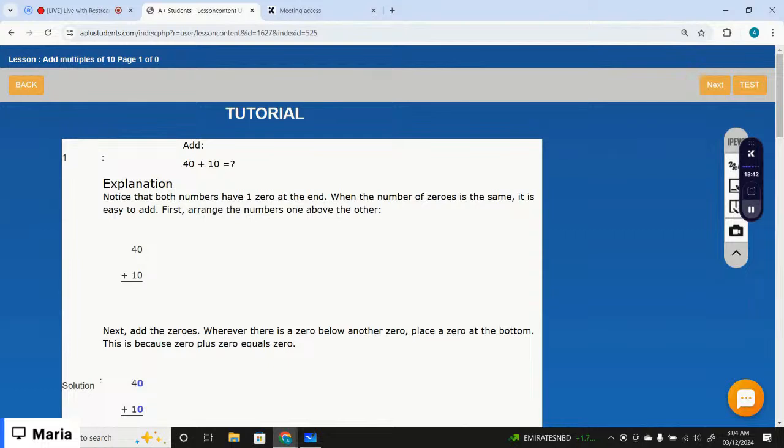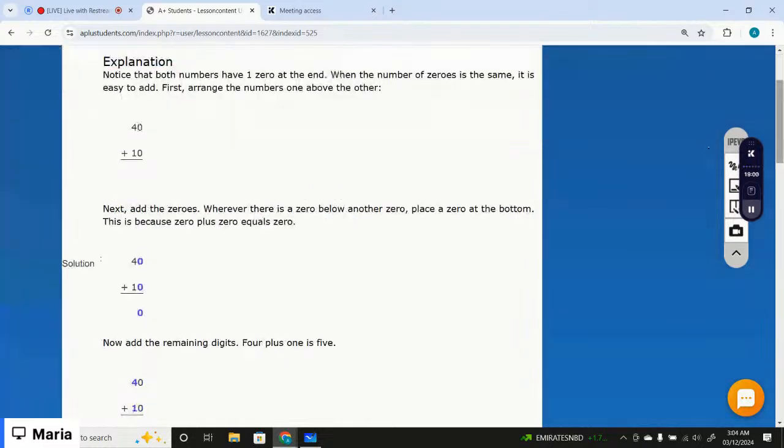Add 40 plus 10. So 40 and 10, they both have one zero at the end, right? So you need to write them down one above the other. So you need to add the ones first. 0 plus 0 is 0. And 4 plus 1 equals 5. So 40 plus 10 equals 50. The correct option is 50.